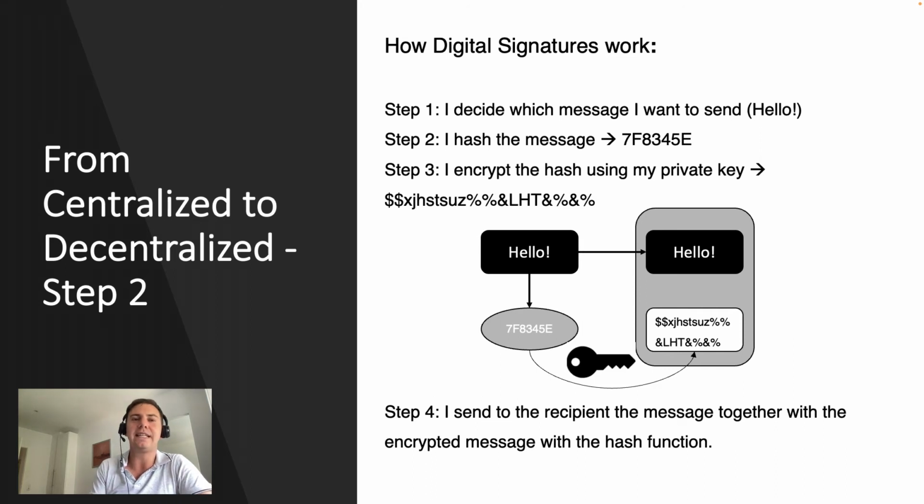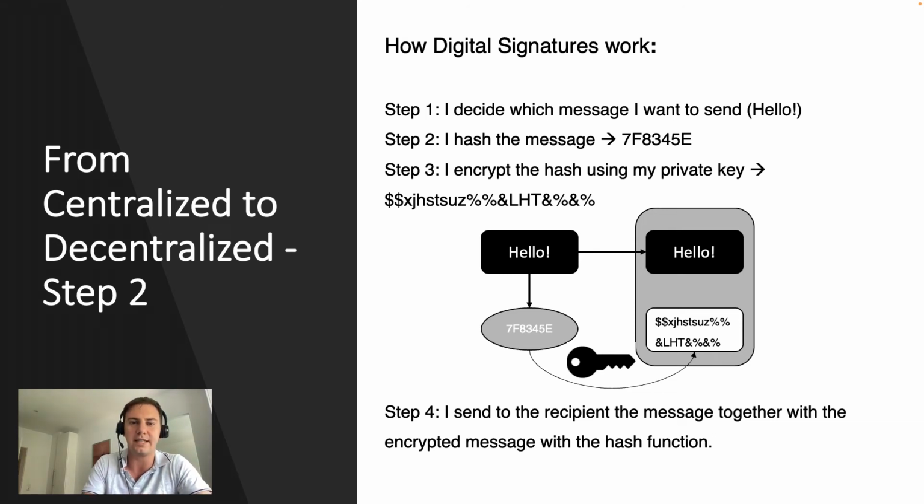Firstly, I decide which message I want to send. Let's say, hello. As a second step, I hash the message, obtaining a hash number that, for simplicity, is shown here with a very short number of digits. In reality, it is much longer. Then I use my private key in order to encrypt the hash. This message is authenticated because it can only be sent by me. And let's see in the next slide why.